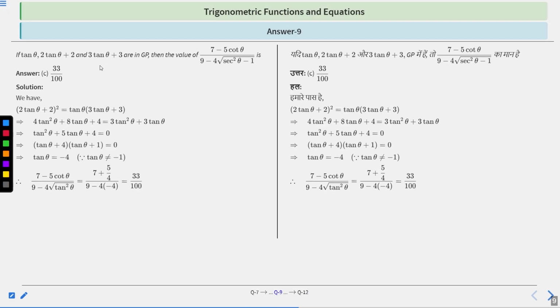Since these 3 numbers are in GP, therefore we can write (2 tan theta plus 2) whole square is equal to tan theta into (3 tan theta plus 3), right? As if 3 numbers A, B, C are in GP, then B square is equal to AC. That's why we have represented this as (2 tan theta plus 2) whole square is equal to tan theta into (3 tan theta plus 3), which gives 4 tan square theta plus 8 tan theta plus 4 is equal to 3 tan square theta plus 3 tan theta, which is equal to tan square theta plus 5 tan theta plus 4 is equal to 0.